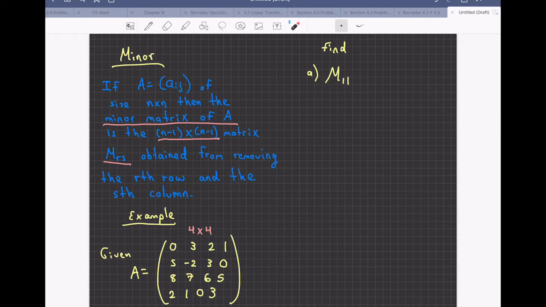So what is the meaning for that? From this matrix A with size 4 by 4, I have to remove or eliminate the row 1 and the column 1. Again, the first number makes reference to the row and the second one to the column. So I have to remove the row 1 and the column 1. I mean, I have to consider the matrix that is left after I have removed the row 1 and column 1. And it's going to be that matrix, negative 2, 3, 0, 7, 6, 5, 1, 0, 3.